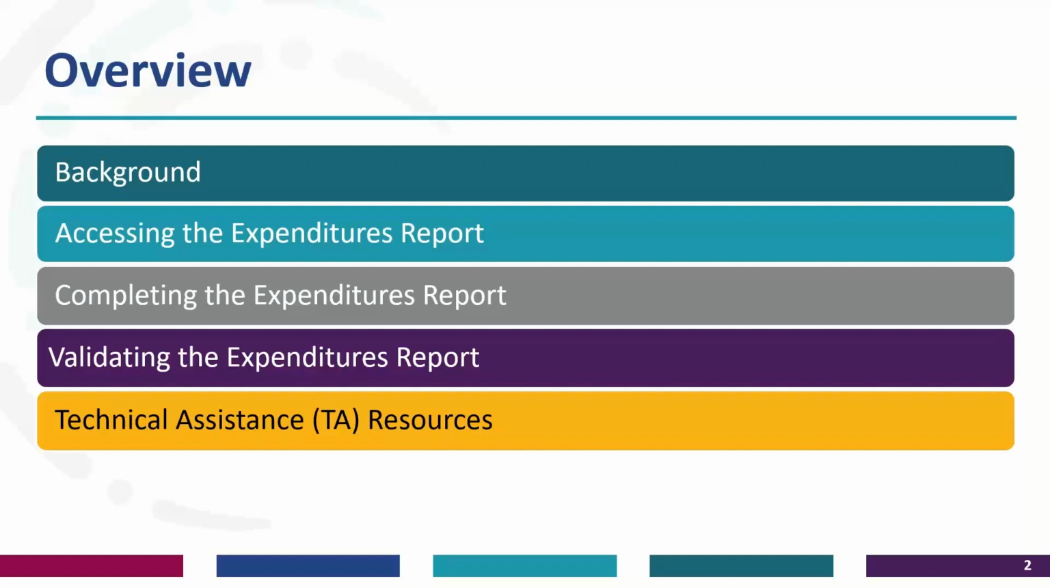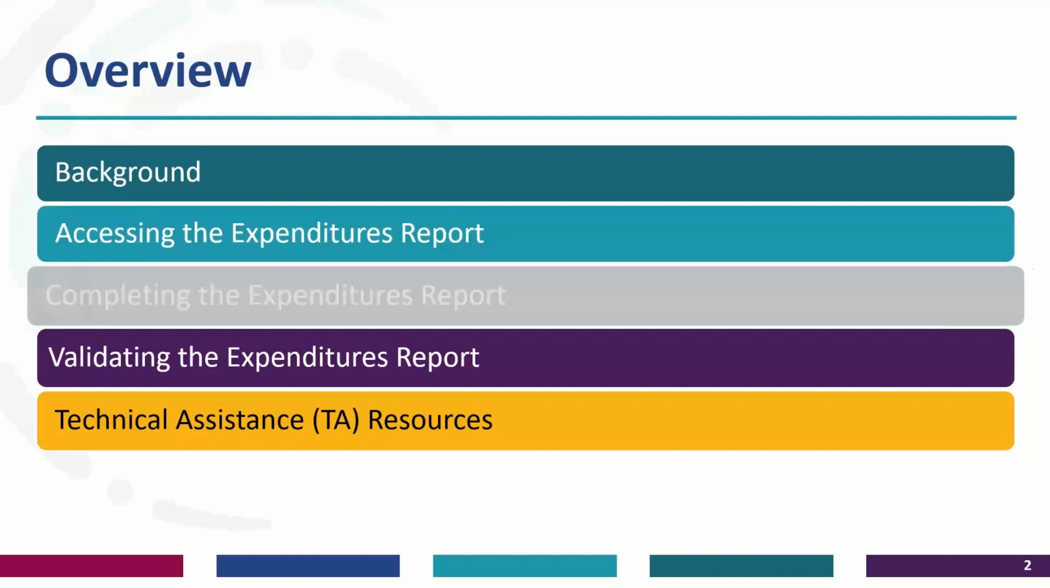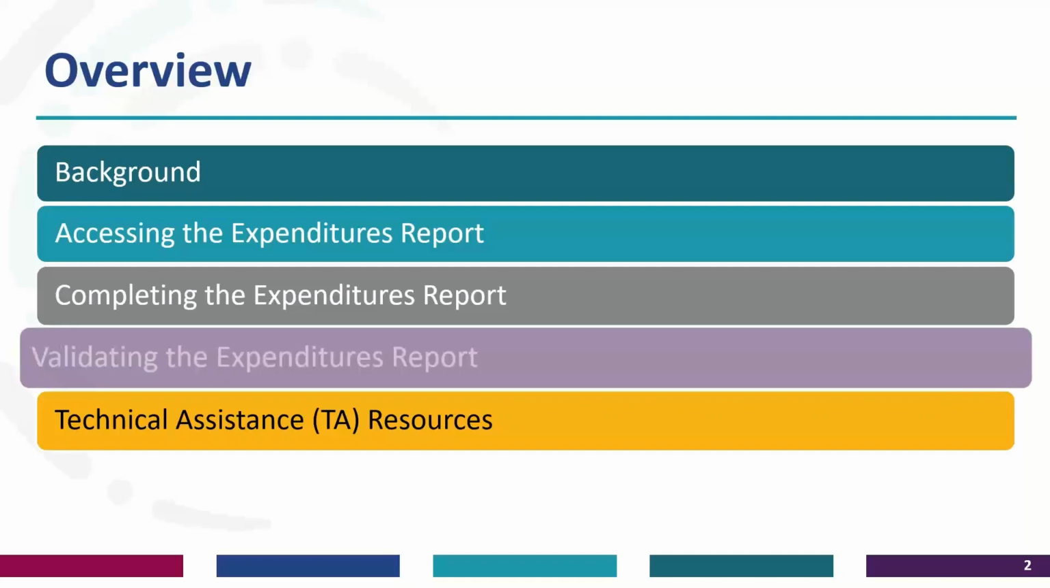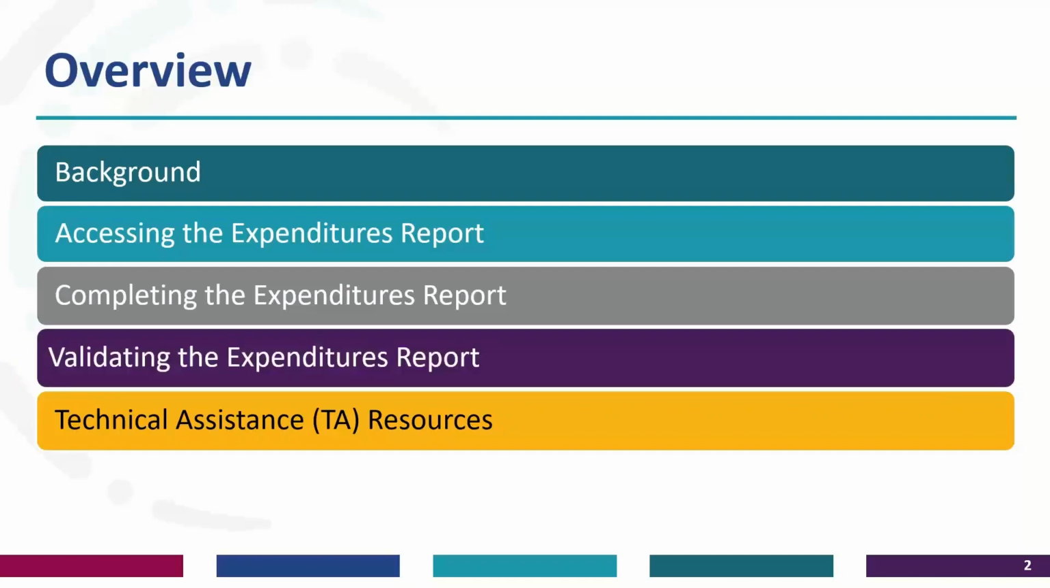So in today's presentation, we will go over how to complete the Part B and Part B Supplemental Expenditures reports. We'll begin with some quick background information about the expenditures report before moving on to how you would access the expenditures report. Next, I will go over in detail how to complete the expenditures report, followed by showing you how to validate the report. And then finally, before I close out the presentation, I will review the TA resources available to assist you with your submission.